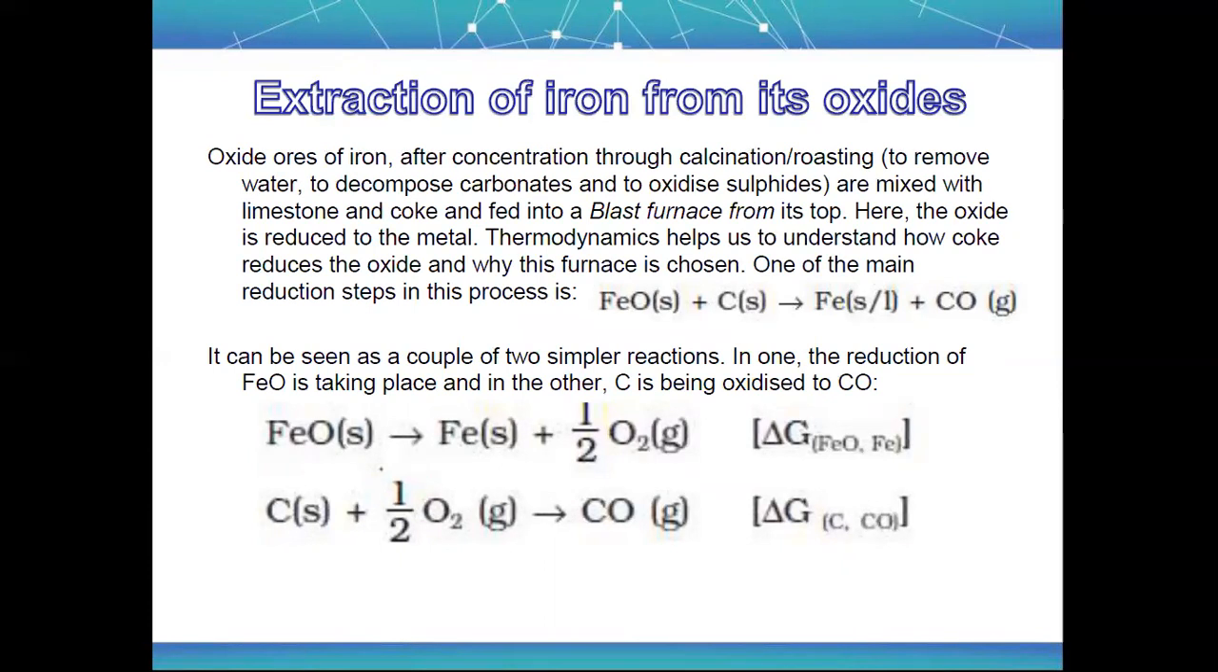So one of the main reduction steps in the process is FeO, iron oxide, plus carbon. It gives Fe and carbon monoxide. Fe can be in solid or in liquid state. It depends on the temperature, it is not specific. It depends on the temperature of the furnace, we can obtain it in solid state as well as in liquid state. So it can be seen as a couple of two simpler reactions. In one, the reduction of FeO is taking place, and in the other, carbon is being oxidized to carbon monoxide.